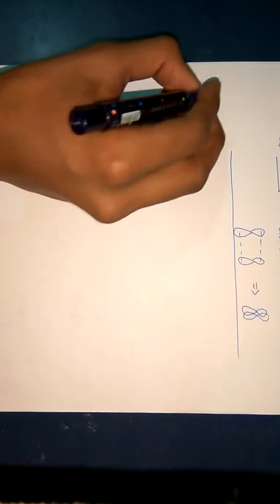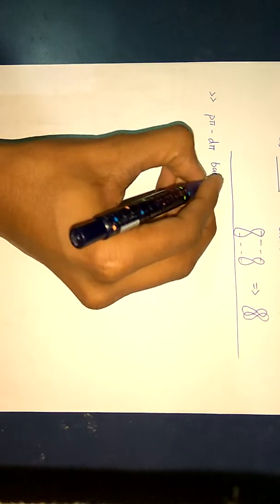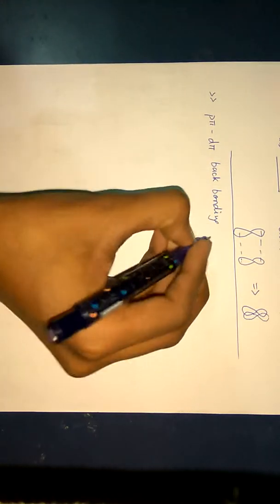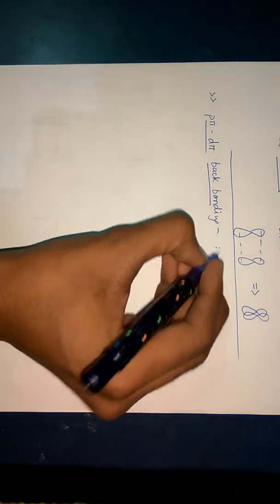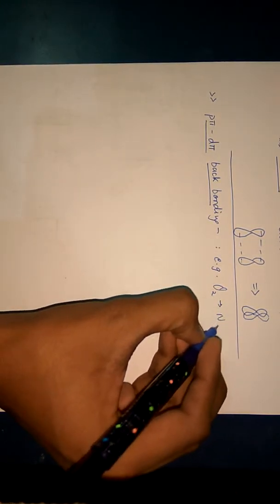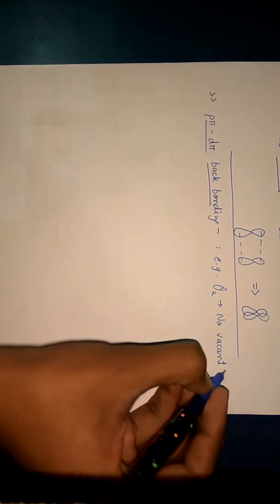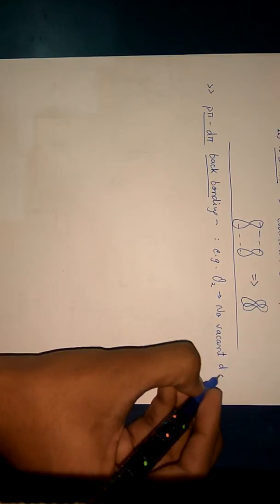Firstly we will talk about p pi d pi back bonding. I'm not going to define it, I will just tell a method to identify the compound, and which type of bonding it has. Let's take an example. Oxygen has no vacant d orbital. I'm telling the quick method, so focus over here. Oxygen has no vacant d orbitals.